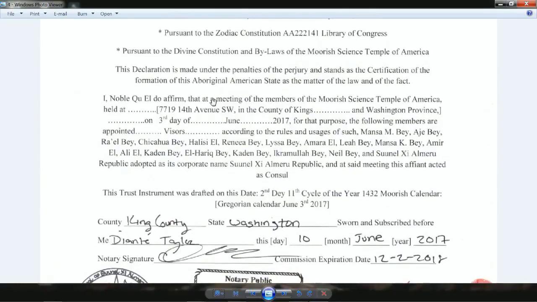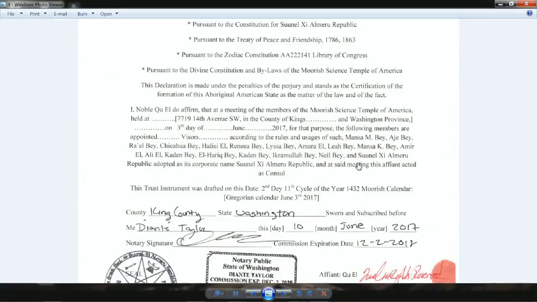I, Noble Ku L, do affirm that at a meeting of the members of the Moorish Science Temple of America, held at 771 914th Avenue Southwest in the County of Kings in Washington Province, on the third day of June 2017, for that purpose, the following members are appointed advisors, according to the rules and usages of such: Mansa M. Bay, Ajay Bay, Ra'el Bay, Chikawa Bay, Alisi L., Rania Bay, Lissa Bay, Amara L., Leah Bay, Mansa K. Bay, Amir L. This is supposed to be Ali Bay. All right, but that's an amendment we can privately make. Kaden Bay, El Hadik Bay, Kaden Bay, Ikramula Bay, Neil Bay, and Sunoshi Amu Republic, adopted as its corporate name, Sunoshi Amu Republic. Okay, et cetera, et cetera.